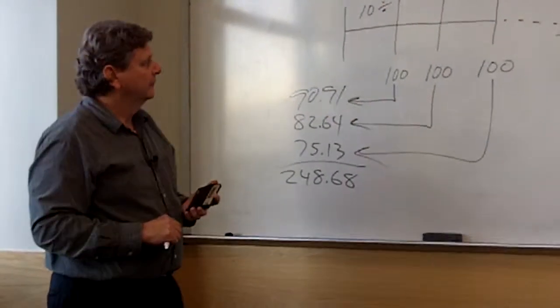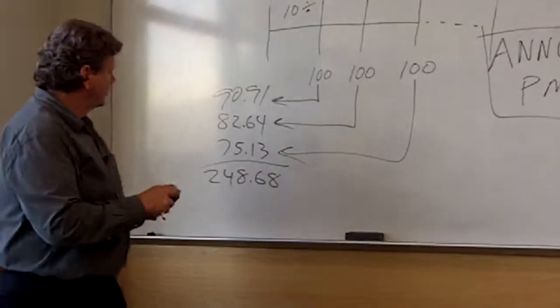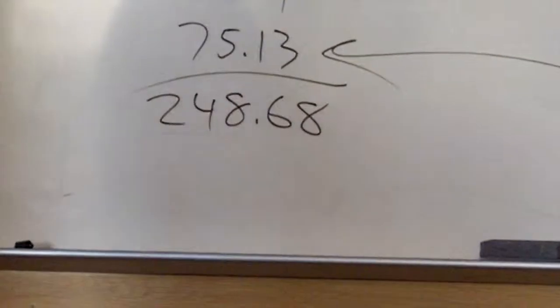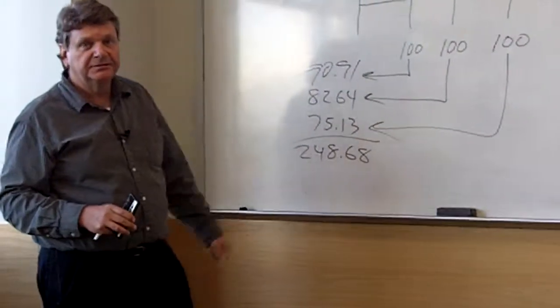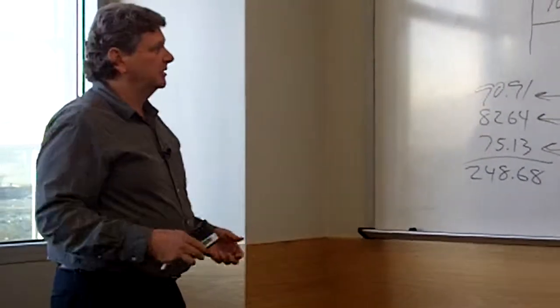Okay. Now we just hit present value, and miraculously we get 248. Well, I get 248.69. What's the difference? Just a rounding error when I added those up. A lot quicker, a lot easier.